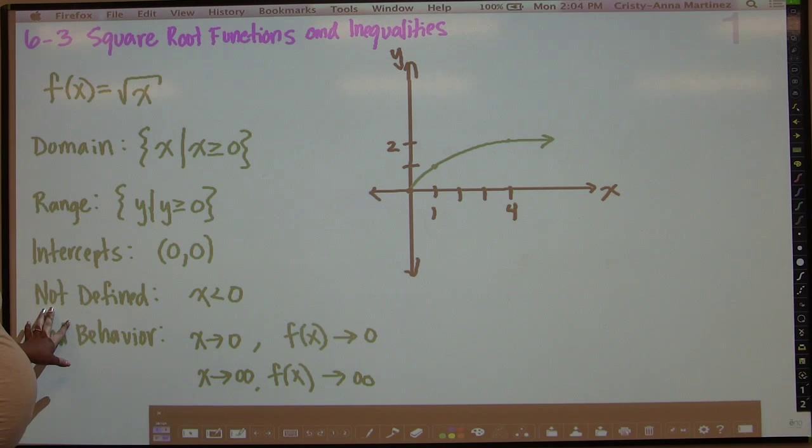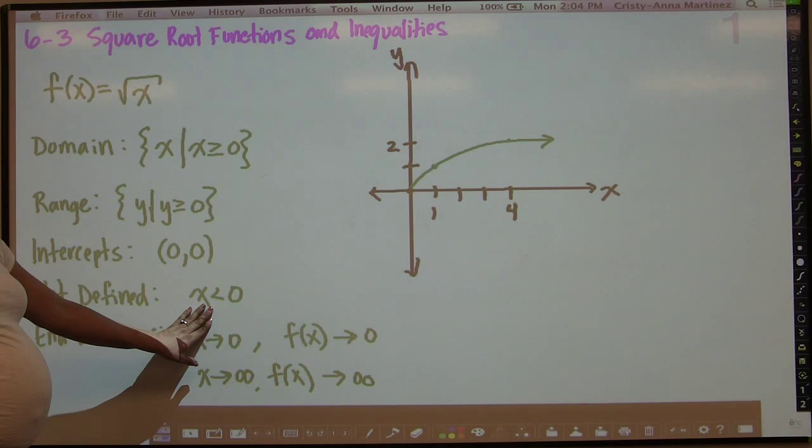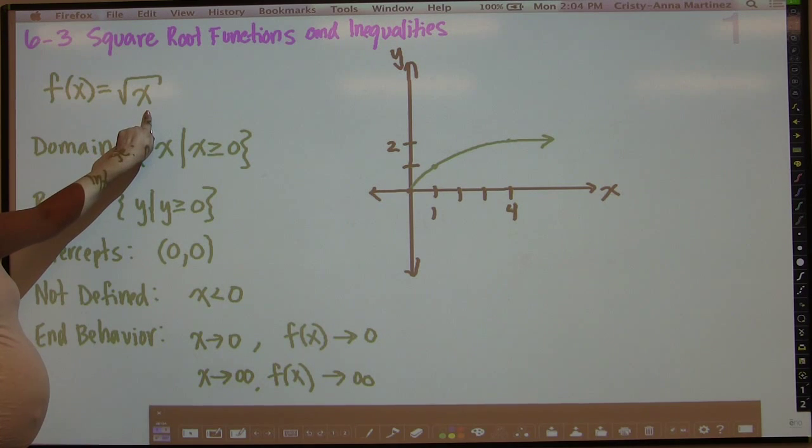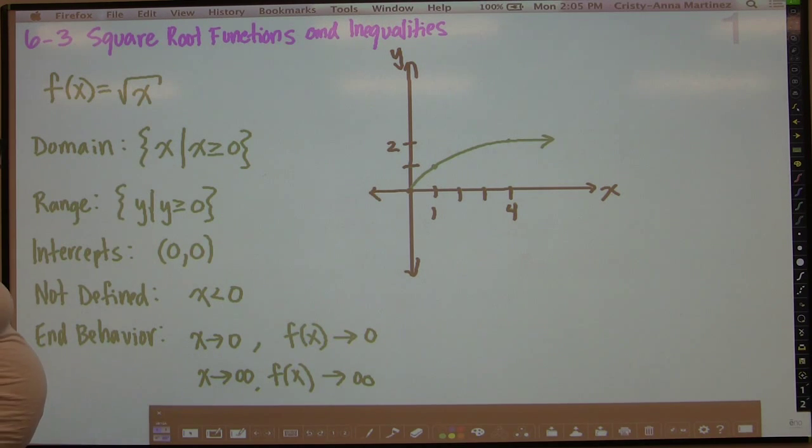Okay, not defined. Values for which the function is not defined. We mentioned that earlier when we were talking about domain. The function is not defined when x is negative. x cannot be less than 0. If you have a number in the place of x that's negative, it's not going to give you a value. It will not be defined there.